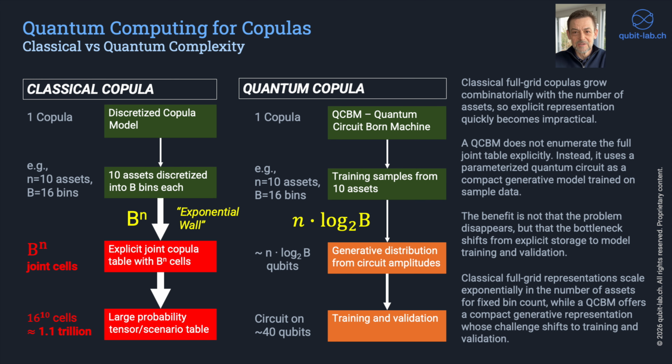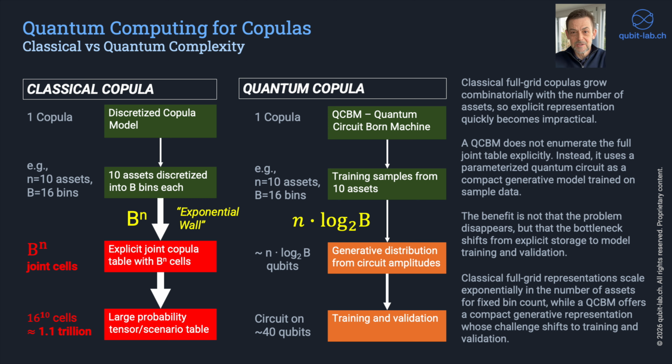If we discretize a copula on a full grid, the number of joint cells grows exponentially in the number of assets for a fixed bin count. So even though the classical representation is straightforward, it quickly becomes unwieldy as dimensionality increases. A QCBM offers a different angle.